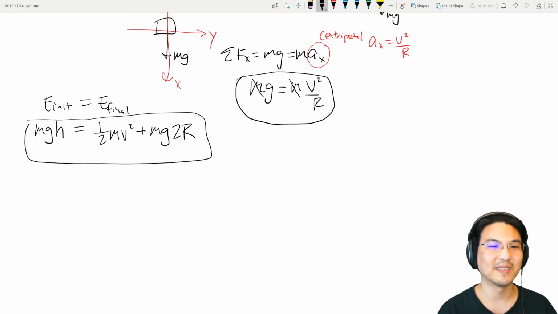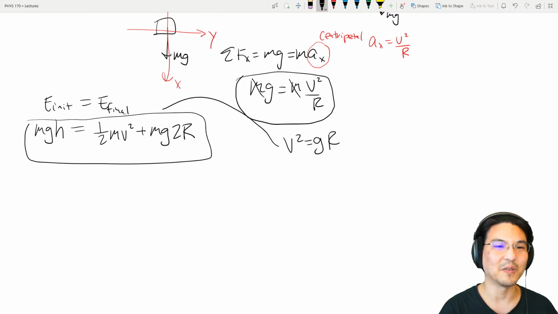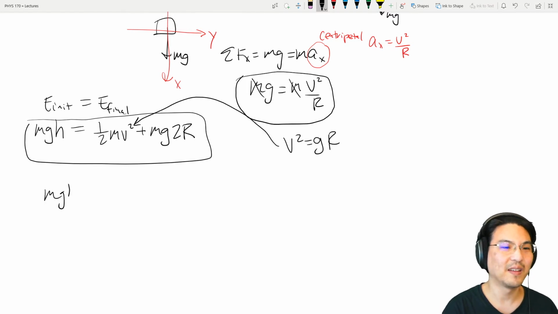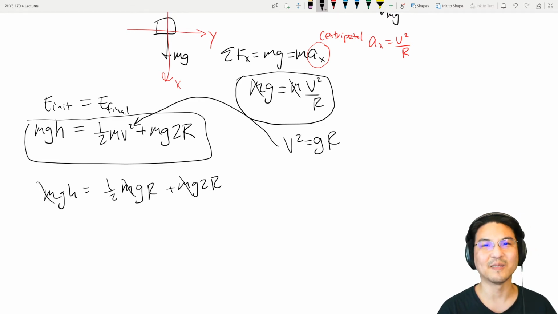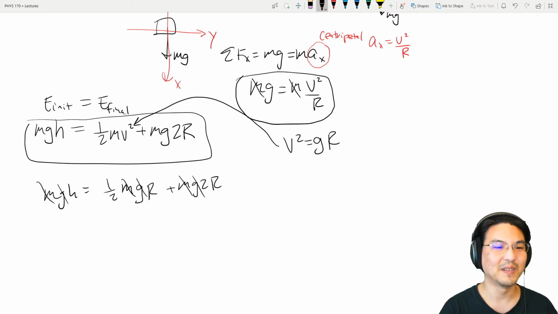So now we have 2 equations. Let's plug this into this one. So let me rewrite this: v squared equals gR. That goes right there. Okay, and then mass cancels on both sides. It's non-zero. g is also non-zero. Cancel, cancel. So h equals half and 2, so 2.5, 2.5 R. There we go.